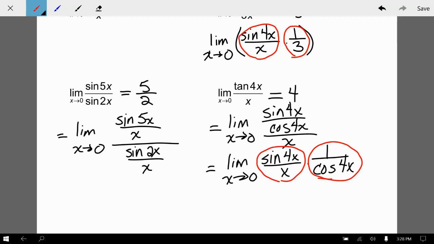In general, when we're dealing with the tangent of something times x over x, it's going to follow the same rule as sine of something times x over x. It's going to follow that same pattern where we can use that shortcut because that cosine is always going to give you 1 in that case.